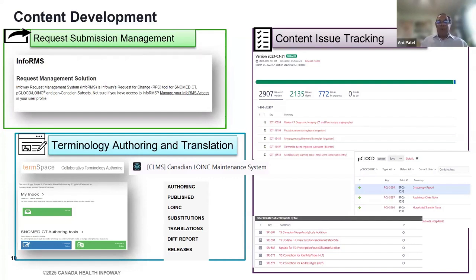In order to be able to do all of this, we have some terminology authoring tools. On the bottom left, the SNOMED folks use TermSpace, which allows them to do some CT authoring. We also have a custom-based tool called CLMS, which is the Canadian LOINC maintenance system. That allows us to develop LOINC codes and manage content that is being requested, and also pull in information from LOINC and do the translation and substitution, because remember, our content is both English and French, and these standards are typically in English.